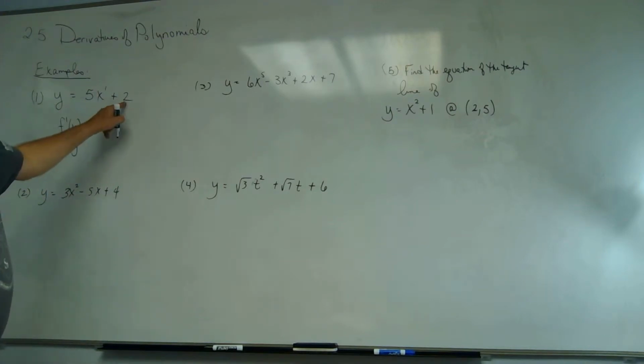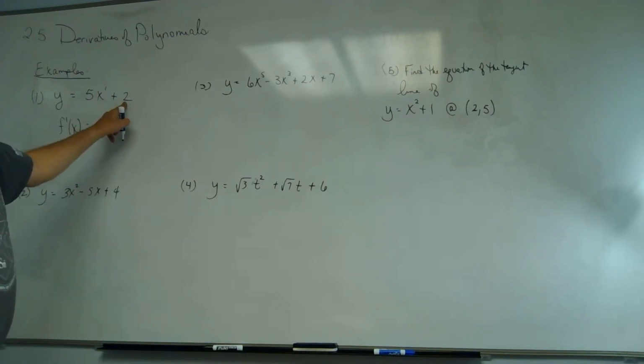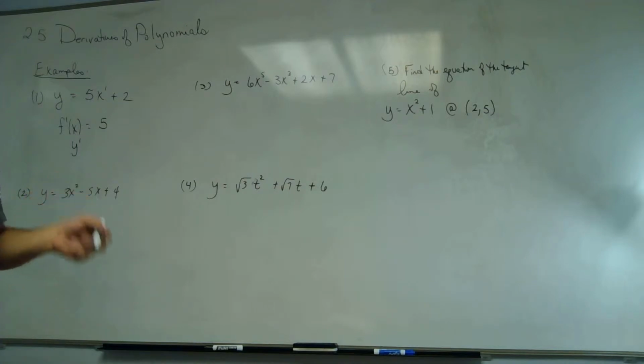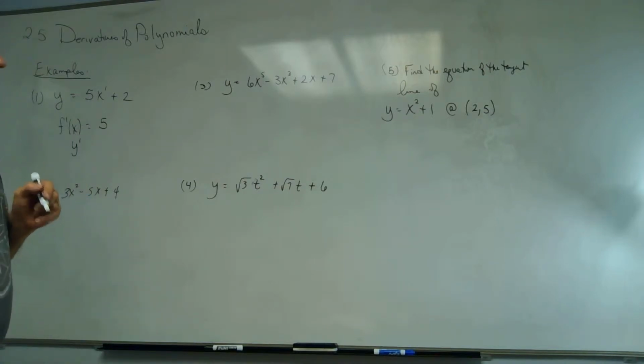And then the derivative of 2 is 0 because of the constant rule. You take the derivative of any constant, and 2 is a constant because there's no x in there. And remember, 2 is just a horizontal line, and so the slope at that number is 0. So it's just simply 5. Which makes sense because y equals 5x plus 2 is a linear function. Slope is 5. So no surprises there.